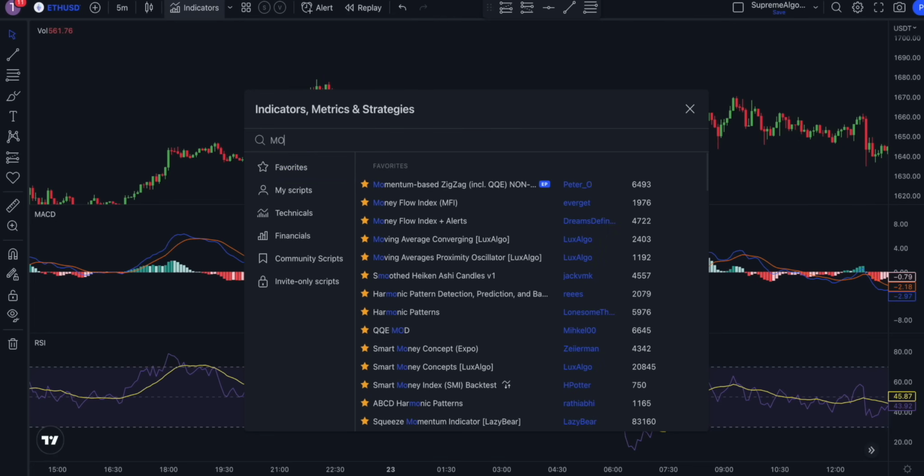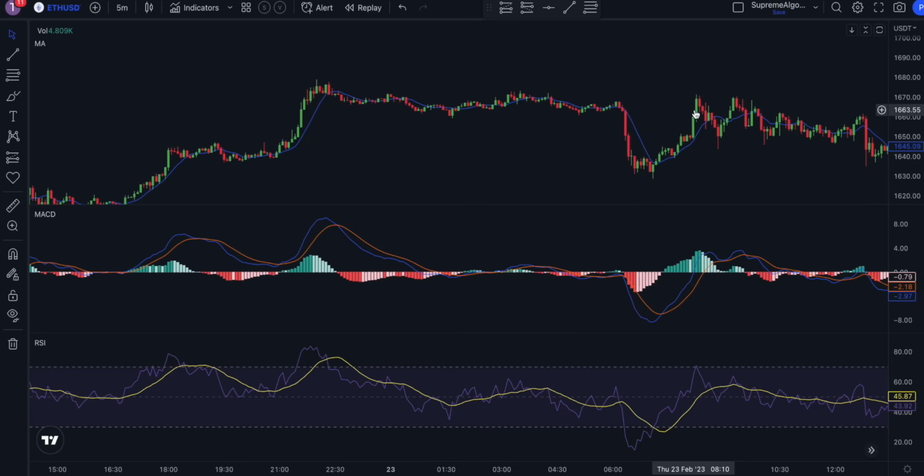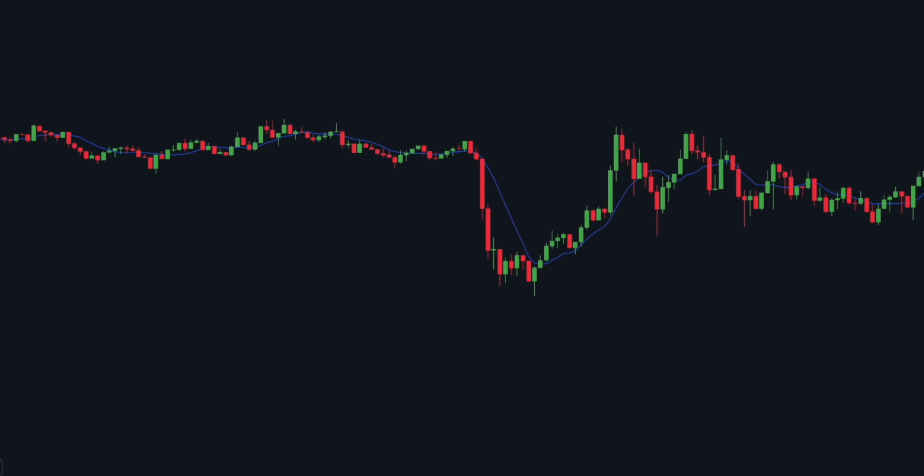Lastly, open the indicators one more time and search for a moving average. Choose this indicator. Traders use moving averages to identify potential trend changes and to determine support and resistance levels. For example, if the stock price is trading above the moving average, it may be considered a bullish signal, indicating that the stock is in an uptrend. Conversely, if the stock price is trading below the moving average, it may be considered a bearish signal, indicating that the stock is in a downtrend.